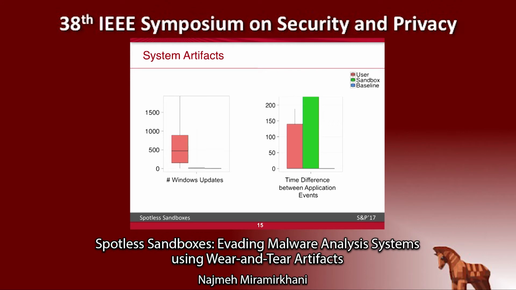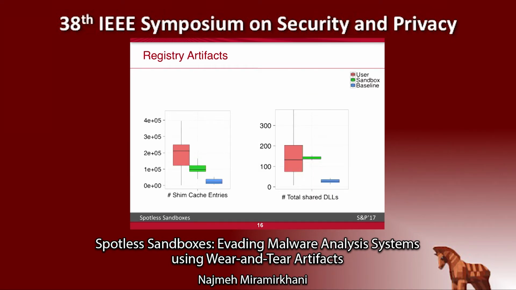So let's take a look at the values of wear and tear artifacts in real systems and in sandboxes to see how these values differ. I will go through one or two examples of a couple of categories, but you can find more details on all the artifacts in the paper. From the system artifacts, the history of Windows updates is directly related to the age of the system, and as you can see, it has wider and larger values in real systems than sandboxes. So it can be a very good feature to detect sandboxes. But the time difference between the first and last event log has larger values for the sandboxes, and as we will see later, this is because sandboxes usually try to fake their ages.